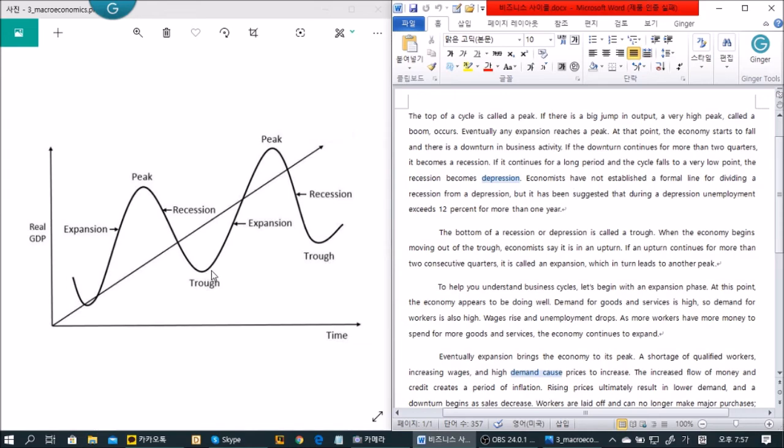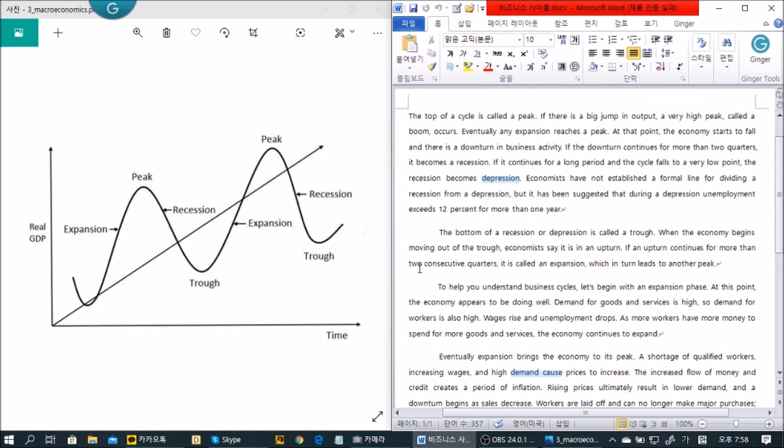When the economy begins moving out of the trough, economists say it is in upturn. It's like since there are so many supplies, prices decrease, and since prices decrease, customers are more willing to buy things, so demand increases as a result, and as demand increases, the prices increase, and that's the step for this upturn. If an upturn continues for more than 2 consecutive quarters, it's called expansion, which in turn leads to another peak. And to help you understand the business cycle, let's begin with the expansion phase.